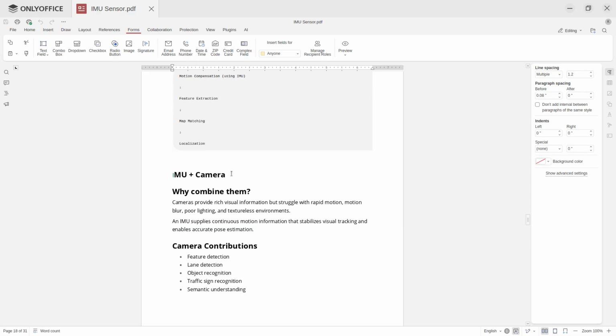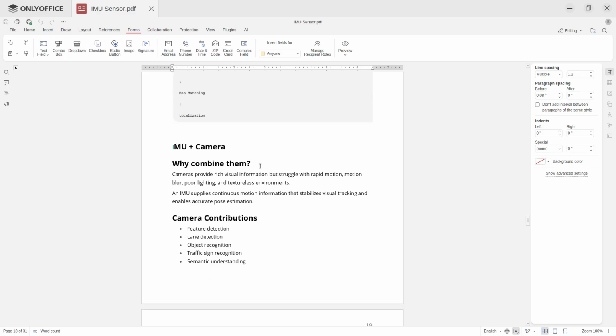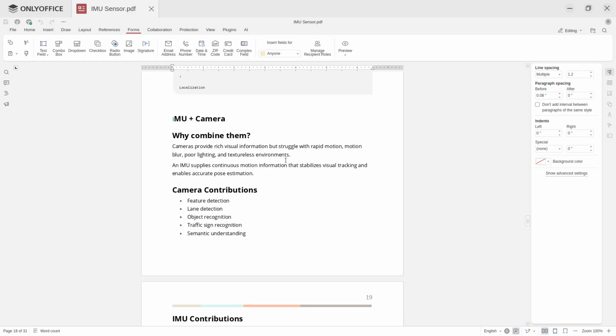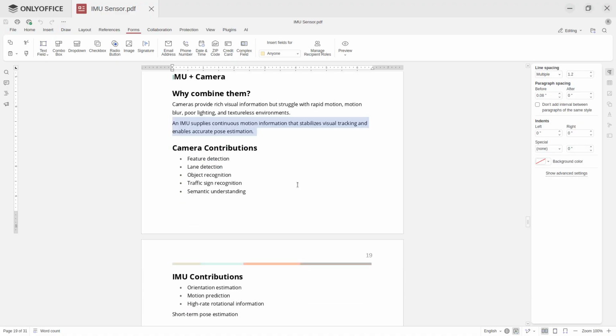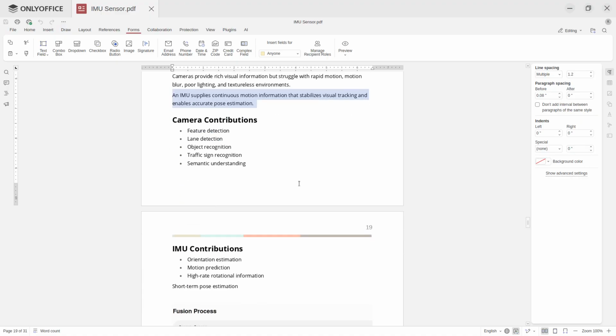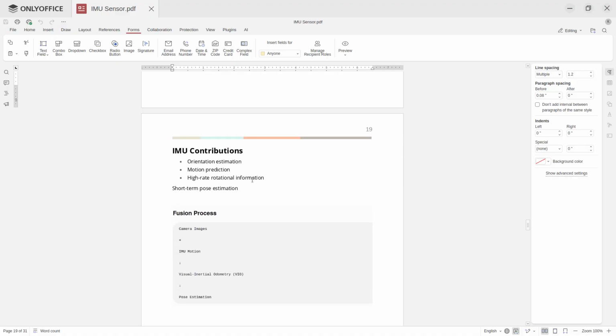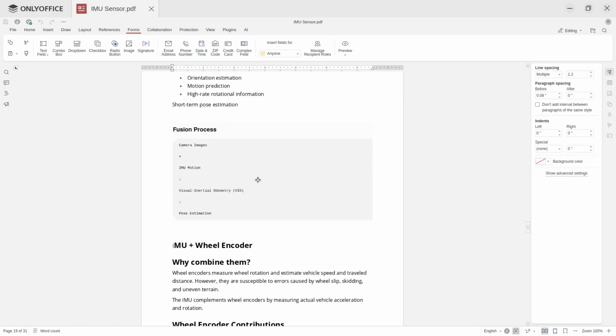And next, IMU plus camera. Why combine them? Cameras provide rich visual information but struggle with rapid motion, motion blur, poor lighting, and textureless environments. An IMU supplies continuous motion information that stabilizes visual tracking and enables accurate pose estimation. Camera contribution: feature detection, lane detection, object recognition, traffic sign recognition, semantic understanding. IMU contribution: orientation estimation, motion prediction, high-rate rotational information, short-term pose estimation. Right? This is what it is. How do you fuse them?